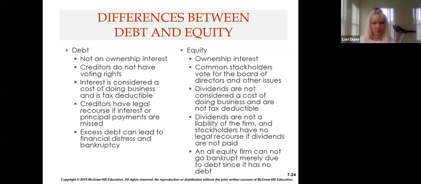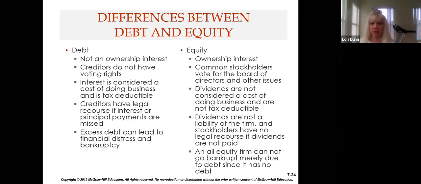A creditor, the bondholder, has no voting rights. They're like the bank. They will receive interest, and it's usually tax deductible. They have legal recourse if those interest or principal payments are missed, so they can sue the corporation for the money. Excess debt can lead to financial distress and bankruptcy from the perspective of the entity selling the bonds. So they take a lot of risk as well.